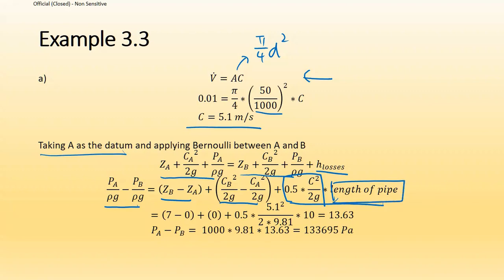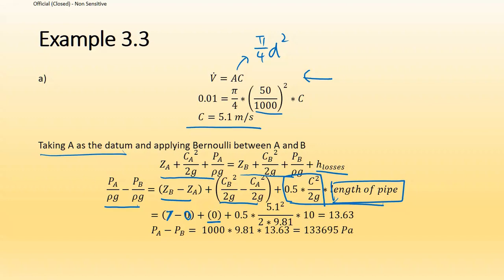Okay, so first we'll put in the values. ZB is 7 and ZA is 0. Why? Because we have already determined A as the reference. So if A is the reference, ZA will be 0, ZB will be 7. If it is the other way around, if I set B as the reference, then B will be 0 and A will be negative 7. So it depends whether it is higher or lower. If A is the reference, B is higher, so it's positive 7. There's no change in velocity, so it's 0.